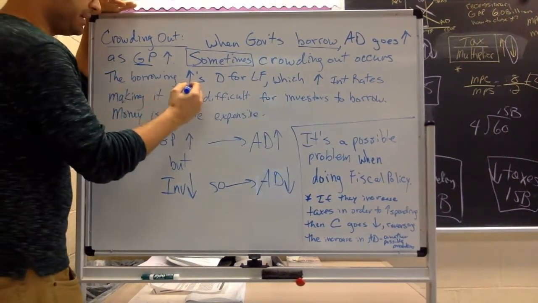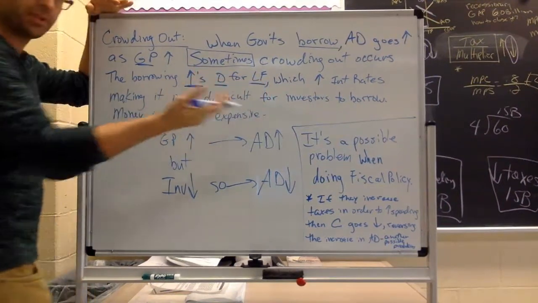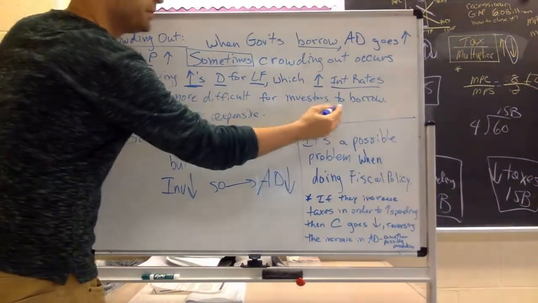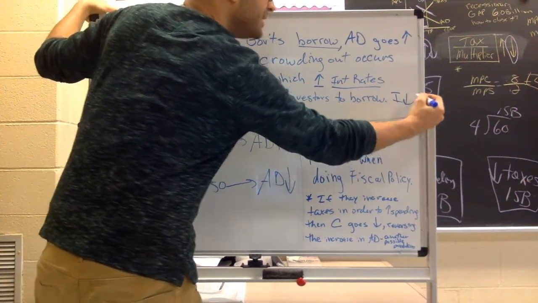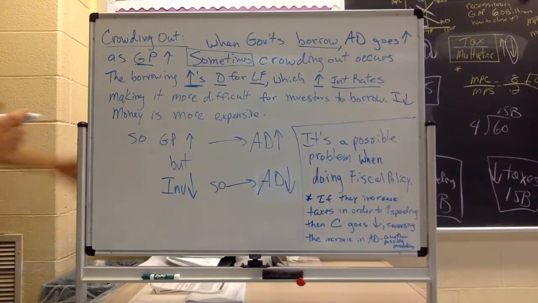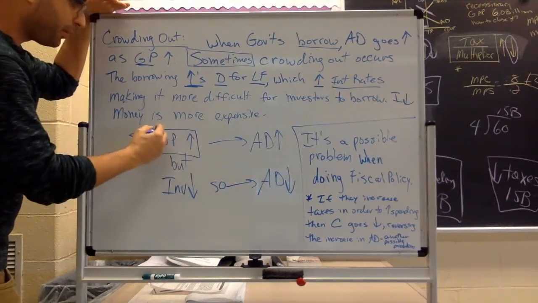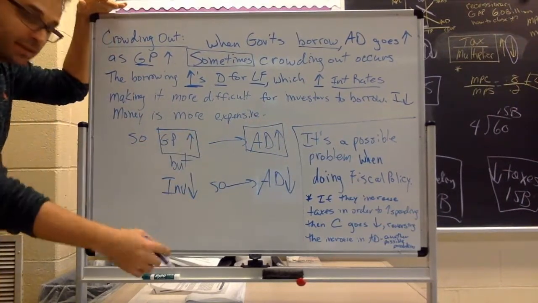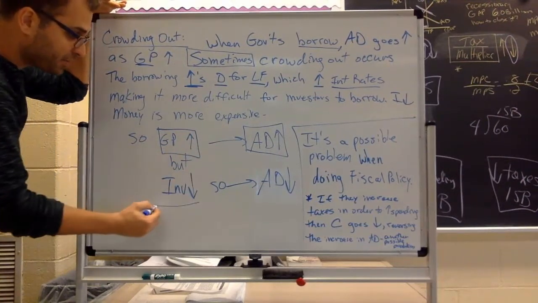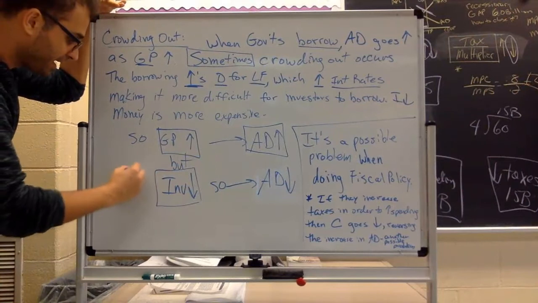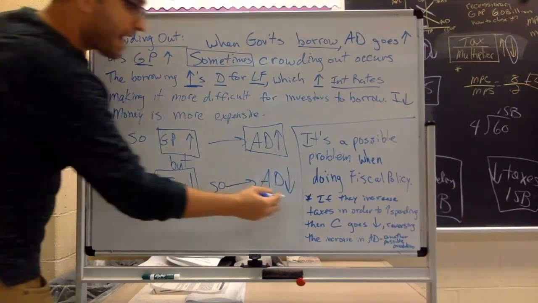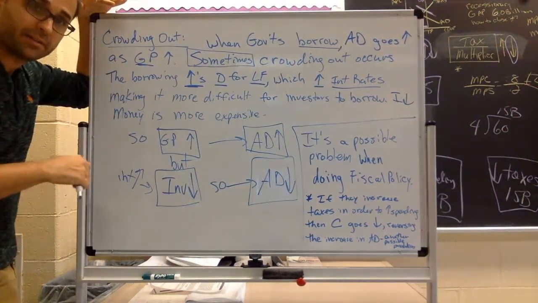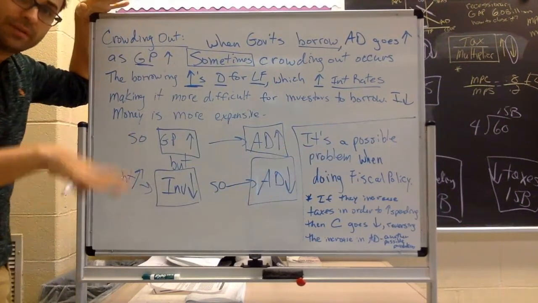The borrowing of money increases demand for loanable funds. We just looked at that. And so what that does, it increases interest rates, which then makes it more difficult for investors to borrow. So I goes down. Money is more expensive. So when government purchases go up, then aggregate demand goes to the right. However, there's a cost in everything in economics, the dismal science. Because of the borrowing, investment might go down because interest has gone up. So aggregate demand will go in the opposite direction. It goes to the right and then it goes back to the left. And we call that crowding out investors. It's a possible problem when doing fiscal policy.